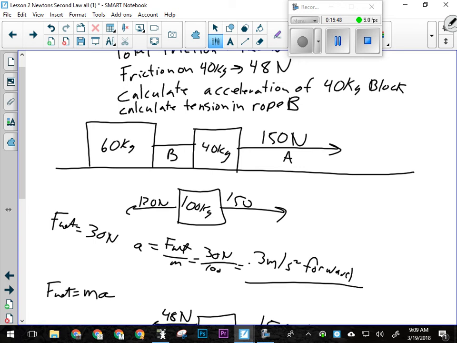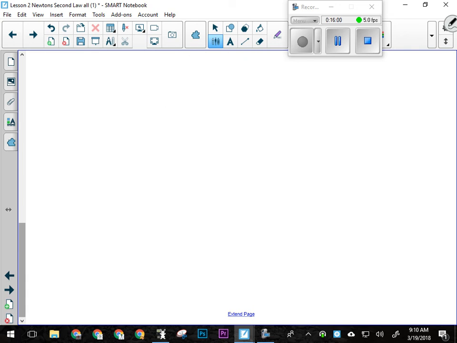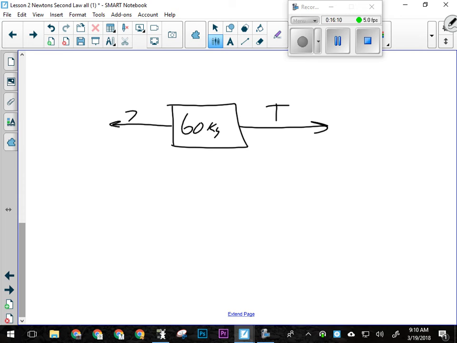Friction. Okay, now we know the total friction is 120 newtons, and we know that 48 of that is acting on this one, so how much is left? 72 newtons, right? So we could have easily just done this as well. Okay, it's kind of whichever way makes sense to you. I take my 60 kilogram mass. I don't know that force, it's the tension in cable B, and I know this force here is 72 newtons.